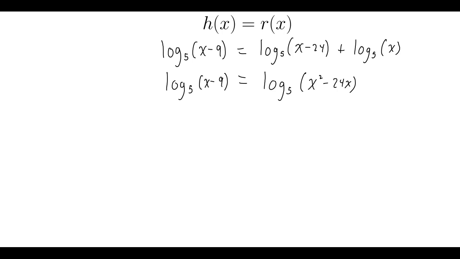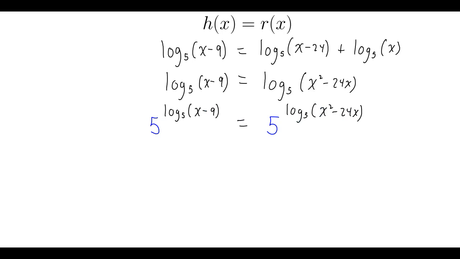Okay, so now I'm going to use the rule that if I use 5 as my base on both sides, the exponential base, with the logarithm serving as the exponent on both sides, well then, the logarithms will cancel out, as will the exponential bases, to leave me with a typical x minus 9 on the left and x squared minus 24x on the right.